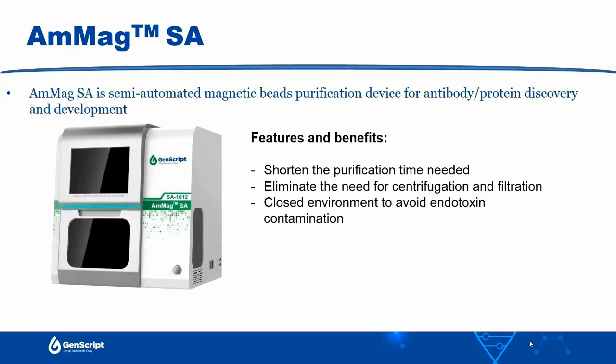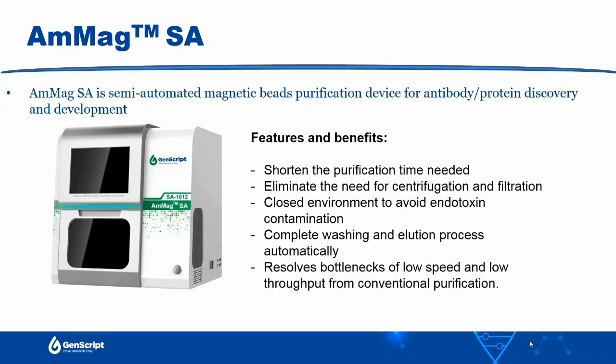The AMMAG SA is further designed to avoid any endotoxin contamination. The instrument is equipped with programs for UV exposure, sodium hydroxide washing, and also has air filters to prevent endotoxin contamination of samples. The AMMAG SA allows for automatic washing and elution steps, which saves you time and labor. So with all of this, the AMMAG SA resolves bottlenecks faced by scientists using column-based purification methods, which are low speed and low throughput. In sum, the AMMAG SA saves you time and labor.